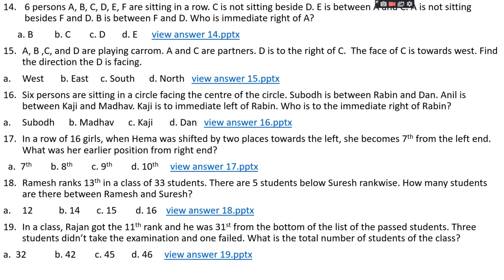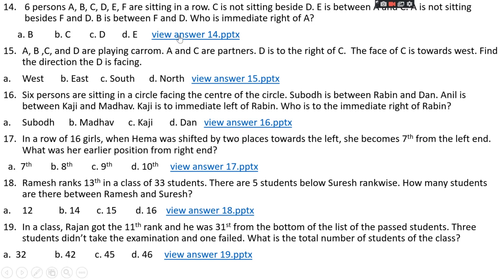Question number 14. Six persons A, B, C, D, E, F are sitting in a row. C is not sitting behind D. E is between A and C. A is not sitting beside F and D. B is between F and D. Who is immediate right of A? Option A, B. Option B, C. Option C, D. Or option D, E.